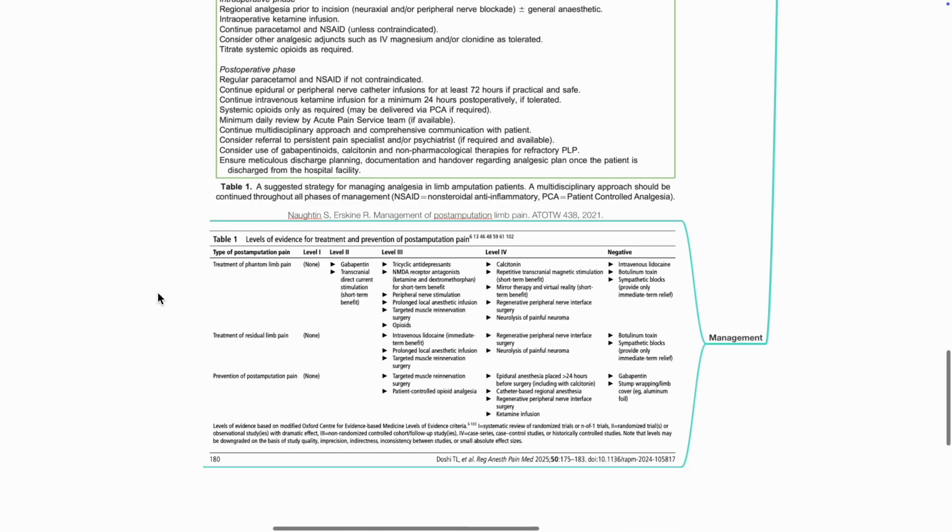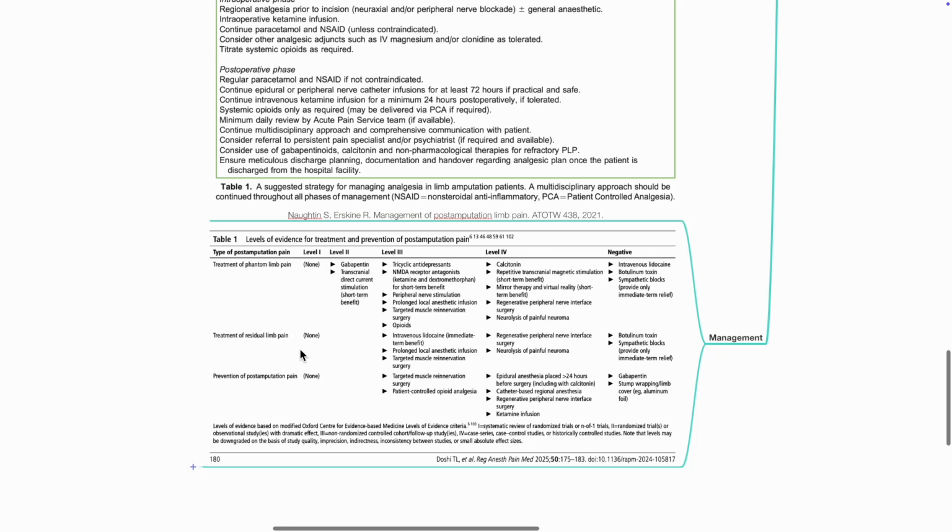This table summarizes the levels of evidence for treatment and prevention of post-amputation pain, referenced from Doshi et al.'s article, 2025. For prevention of post-amputation pain, Level 1: none. Level 2: none. Level 3 evidence: targeted muscle re-innervation surgery and patient-controlled opioid analgesia. Level 4 evidence: epidural anesthesia placed more than 24 hours before surgery, including with calcitonin, catheter-based regional anesthesia, regenerative peripheral nerve interface surgery, and ketamine infusion. Negative evidence for gabapentin and stump wrapping or limb cover with aluminum foil.